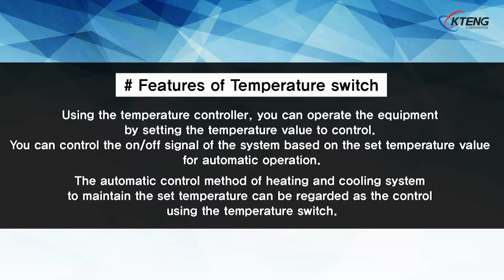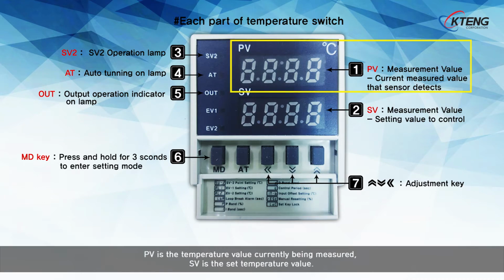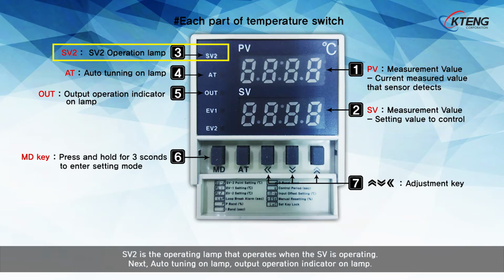using the temperature switch. This picture shows the name of each part of the temperature switch. PV is the temperature value currently being measured. SV is the set temperature value. SV2 is the operating lamp that operates when the SV is operating.